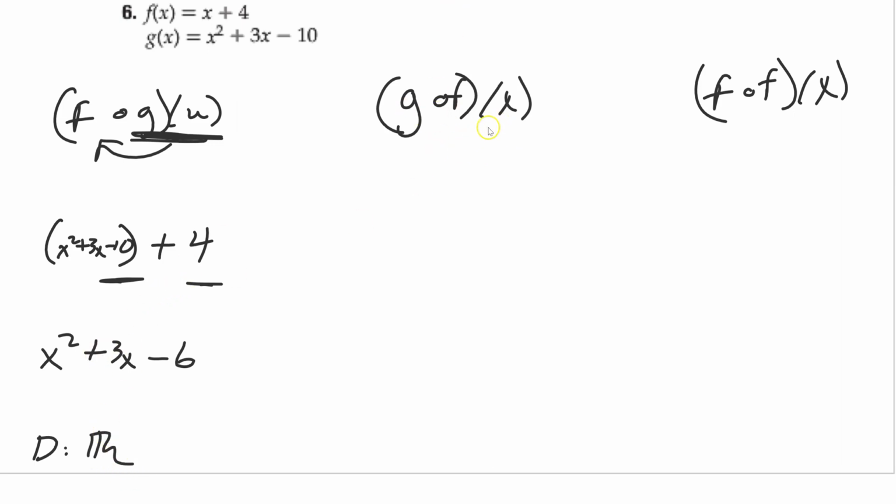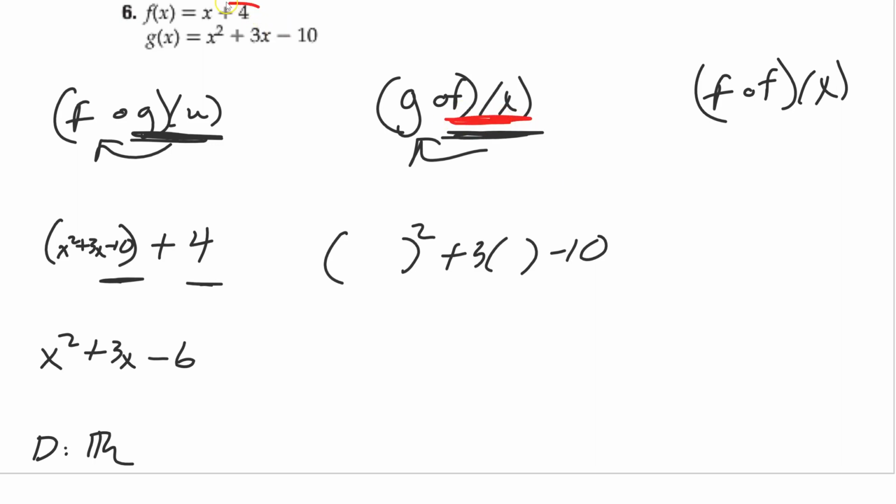g of f of x, right? We're going to plug f into g. So write out what g is. g is this mess, this whole thing. And then we've got to plug f into it. So let's plug in f. f is x plus 4. We're plugging into every single x we see. So x plus 4, x plus 4.